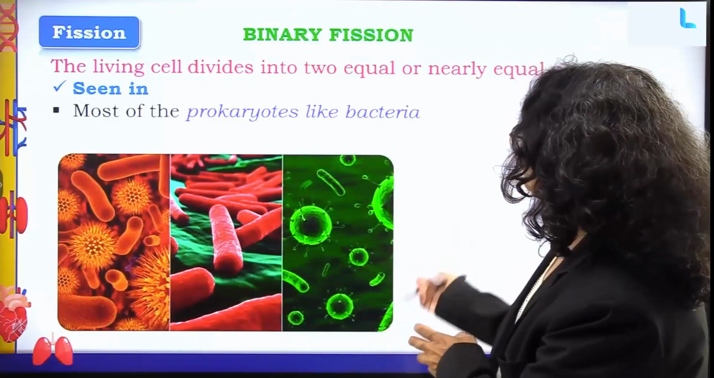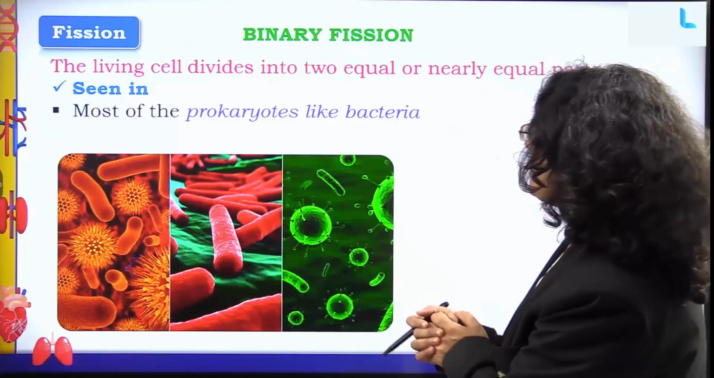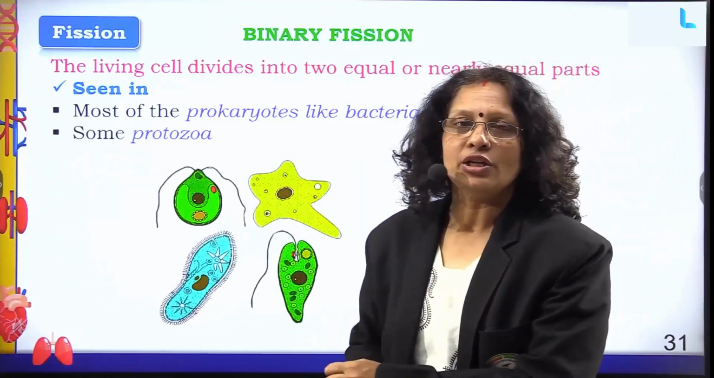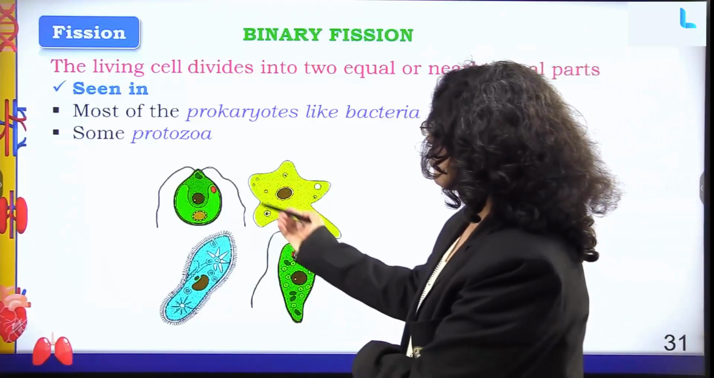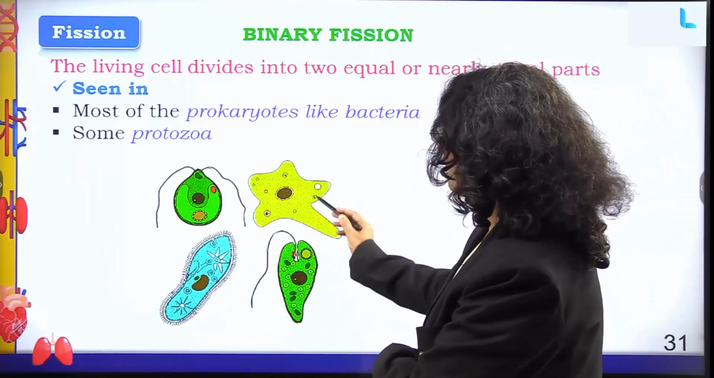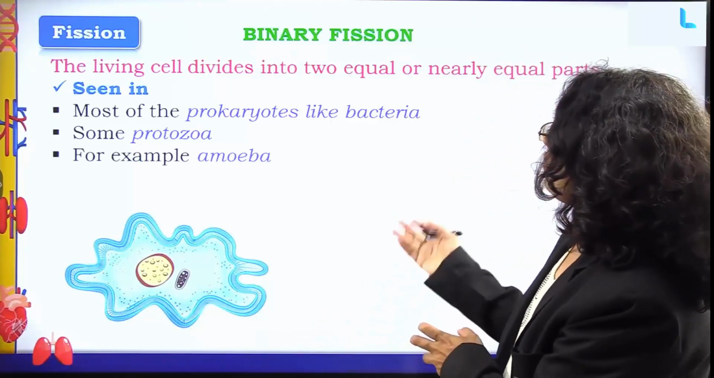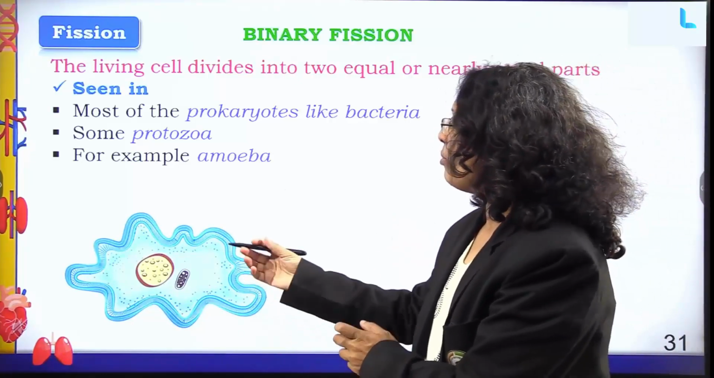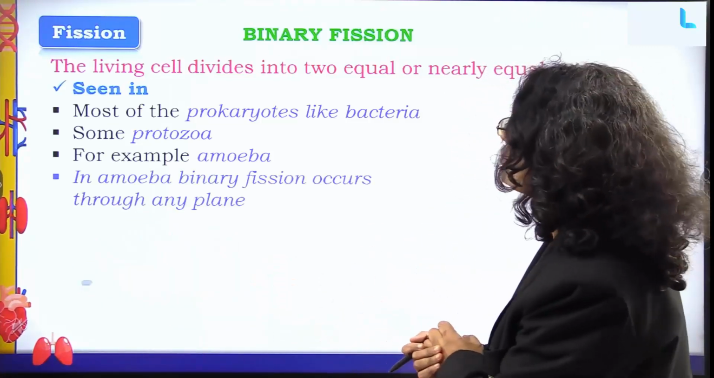Okay, now most of the prokaryotes like bacteria divide by binary fission. Then some protozoans, like euglena, amoeba, paramecium, are also like this. Then this amoeba is also dividing by binary fission. This kind of method is followed.